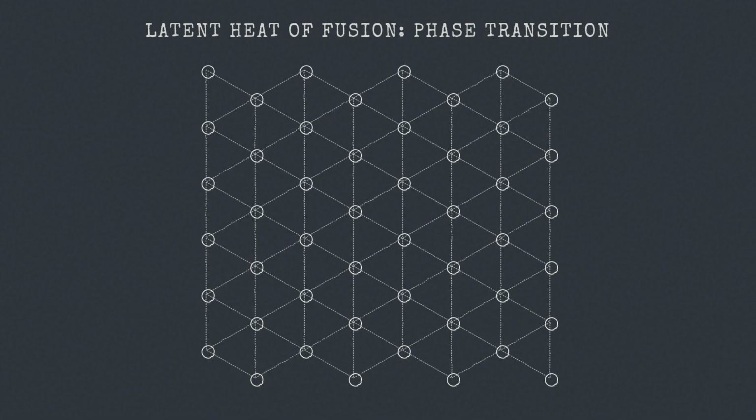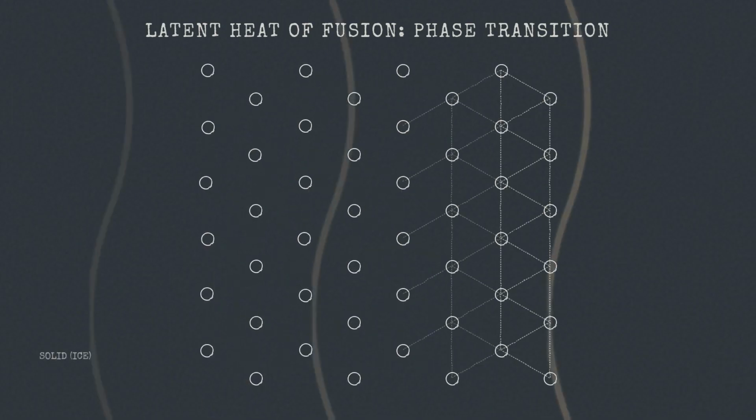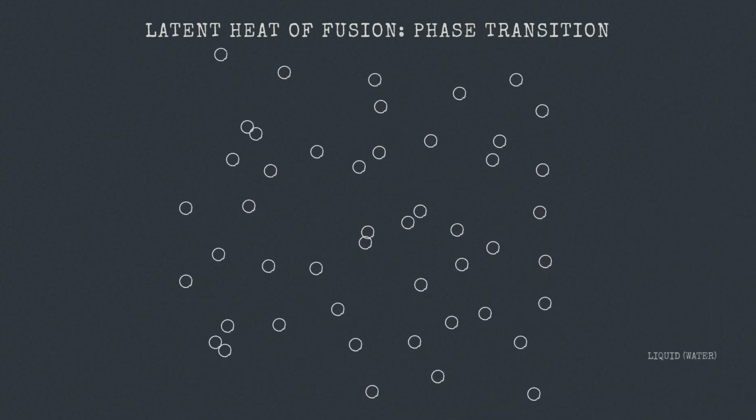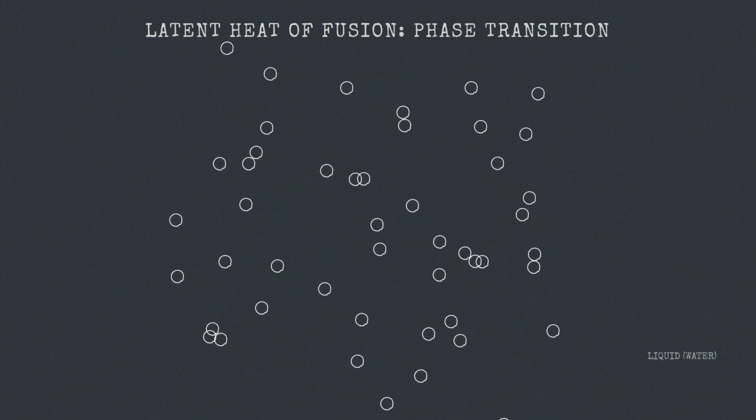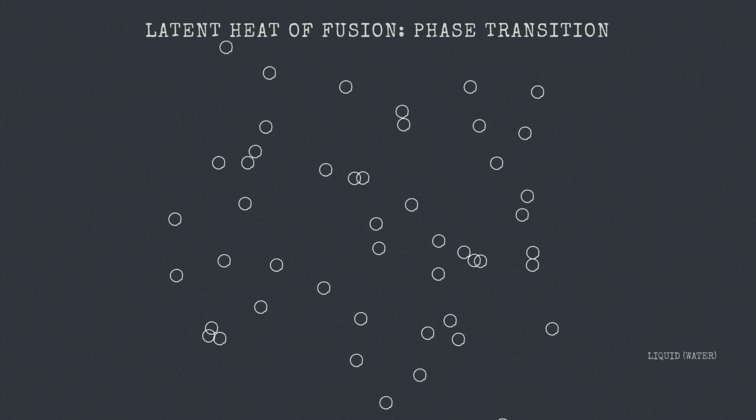As the ice melts into water, the temperature flatlines. It stays locked at 0 degrees, even as we keep pumping in energy. This energy, known as latent heat of fusion, isn't increasing the kinetic energy of the molecules. Instead, it's being used entirely to break the bonds of the solid structure.